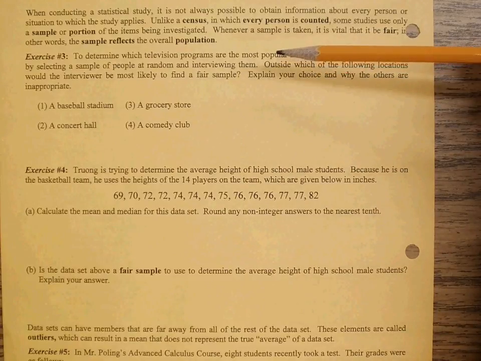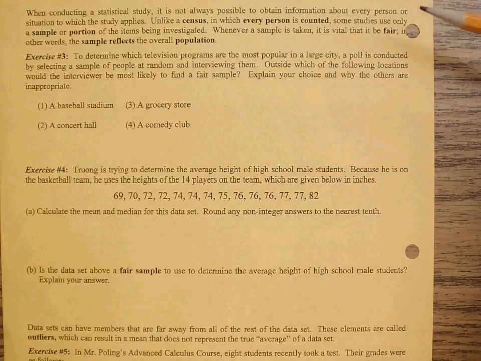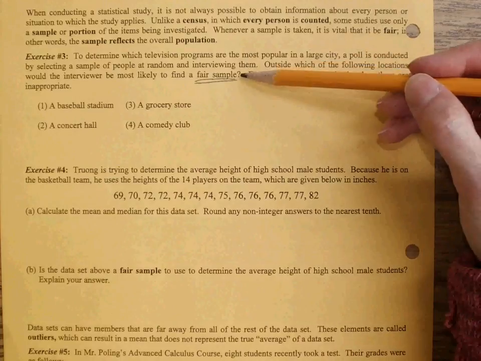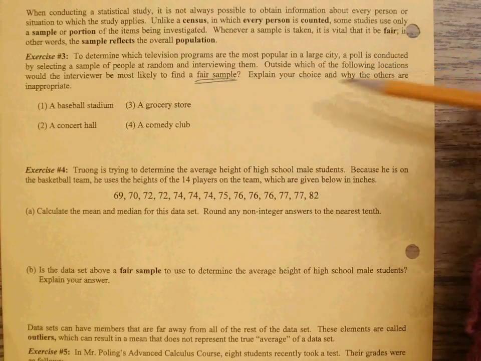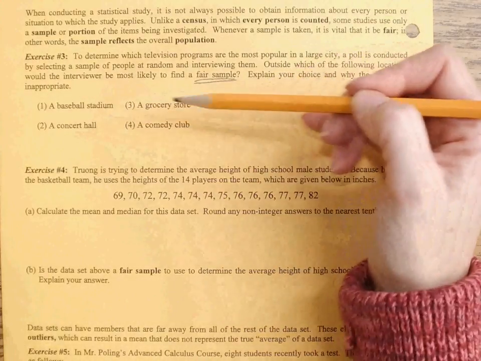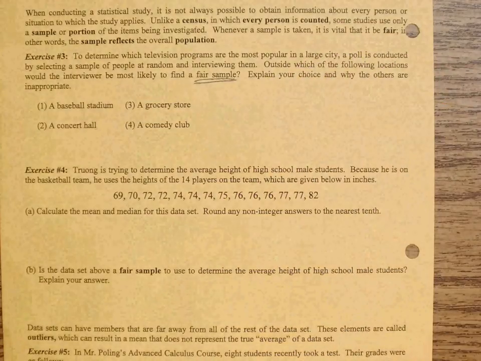To determine which television programs are the most popular in a large city, a poll is conducted by selecting a sample of people at random and interviewing them. Outside which of the following locations would the interviewer be most likely to find a fair sample? Okay. Remember, it would reflect the overall population. Explain your choice and why the others are inappropriate. Baseball stadium, concert hall, grocery store, comedy club, okay?